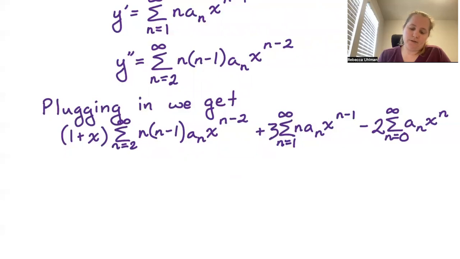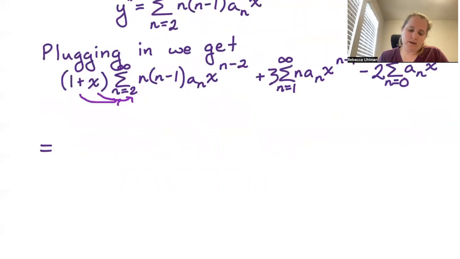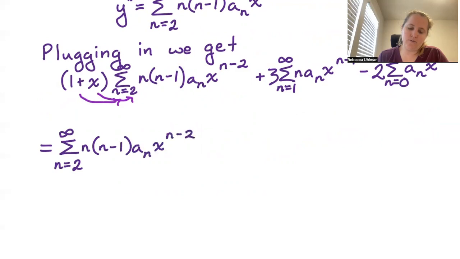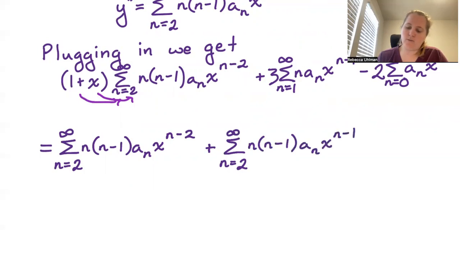And we're going to do this just in two pieces. We'll multiply in the 1 and then multiply in the x. So this is all equal to, multiplying in 1, we just have the sum from n equals 2 to infinity of n times n minus 1, a sub n, x to the n minus 2. Multiplying in the x, we would have plus the sum from n equals 2 to infinity of n times n minus 1 times a sub n times x to the n minus 1.